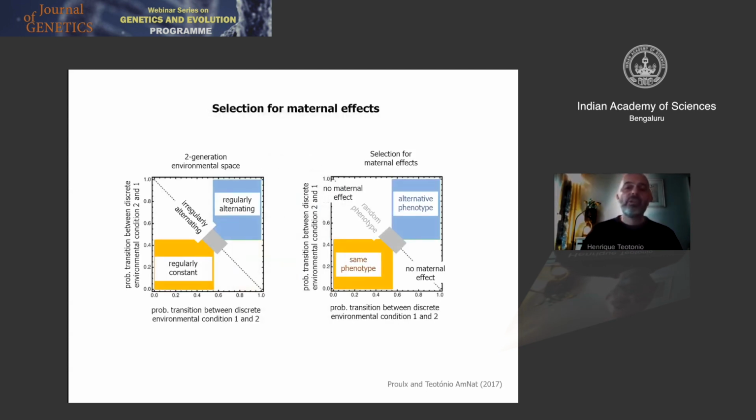Given genetic variation for maternal effects, we find in this study that there will be selection for maternal effects of the alternative phenotype when the environments regularly alternate, here in blue. Mothers will tend to pass on the same phenotype to their offspring if the environment is relatively constant, and there will be a random phenotype when environments are irregularly alternating. A random phenotype is what's usually called bet hedging or risk aversion strategies. These blank spaces show environmental sequences where maternal effects will not evolve, and so just genetic determinism or phenotypic plasticity will evolve.